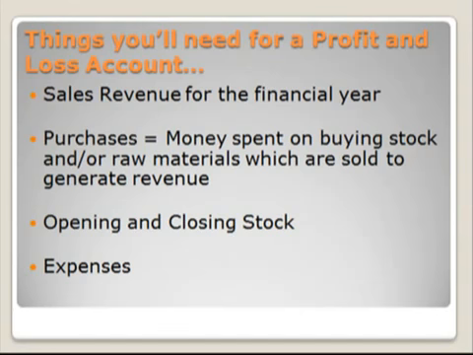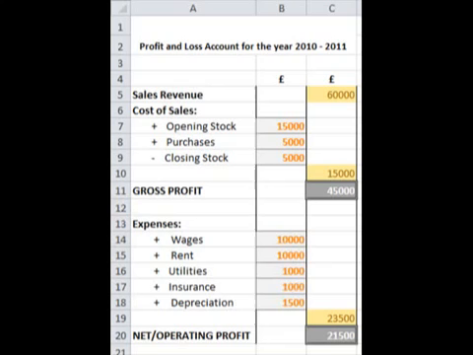Now let's look at the profit and loss account. So this is a basic profit and loss account for the financial year 2010-2011. Our first figure here is the sales revenue, and this figure goes in this box here. For this year it was £60,000. Next we have our cost of sales, also known as purchases. Here we have our opening stock, which is £15,000, our purchases, which are £5,000, and our closing stock, which is £5,000.